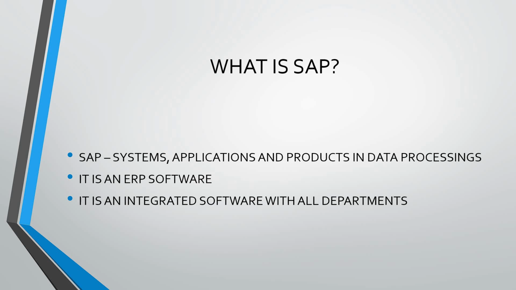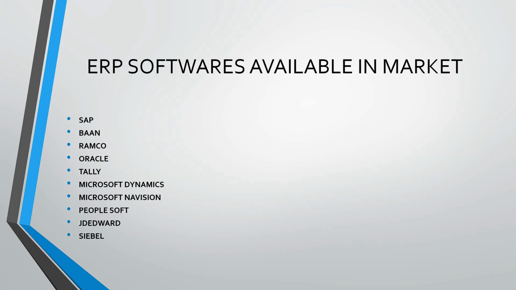So for this smooth operation, we use ERP softwares in the industry, and SAP is one of them. But why is SAP famous? Because it is integrated with all the departments of industry. We will discuss this in detail in further slides. Let's move on to the next slide.